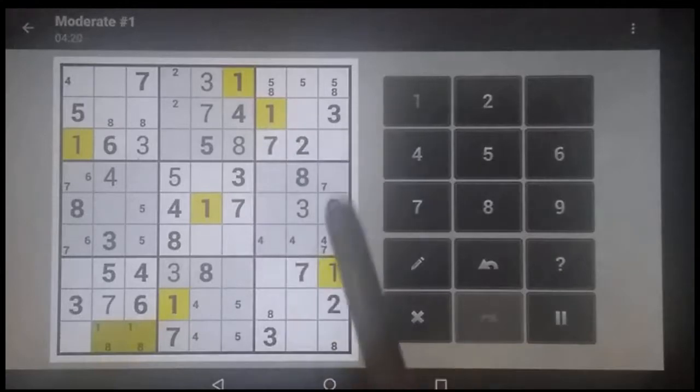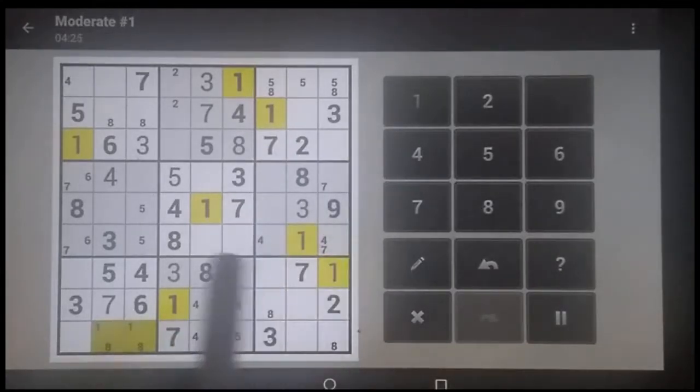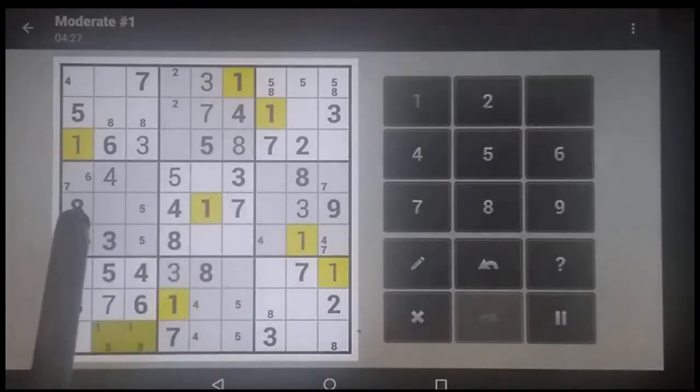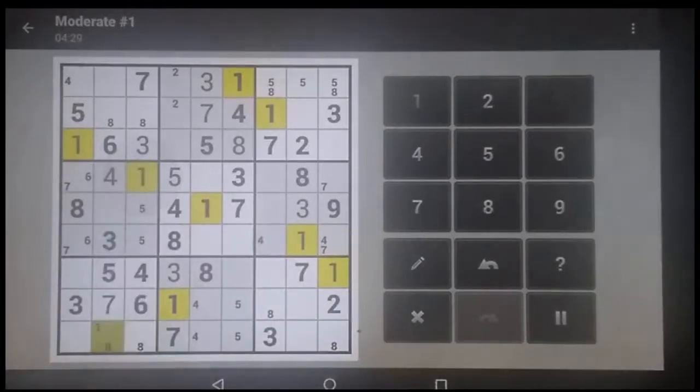And now we've got both of these columns knocked out. We know this one has to be there. Back this direction, we've got both of these rows knocked out and this column, so it's got to be there. And there's that final 1.